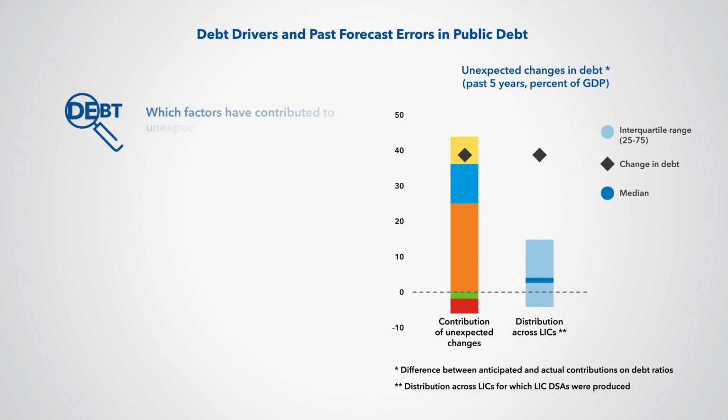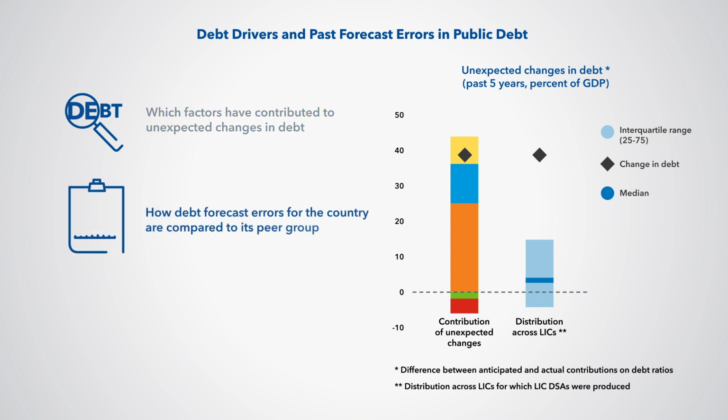First, it shows which factors have contributed the most to unexpected changes in debt. In this example, the primary fiscal deficit, the real exchange rate depreciation, and the residual contributed the most to debt forecast errors. These factors thus deserve a careful examination for the projection period.